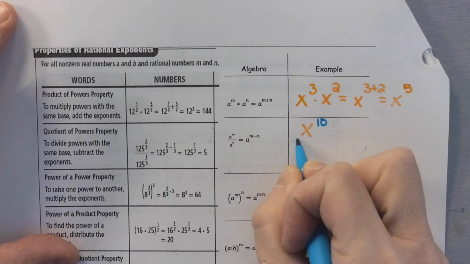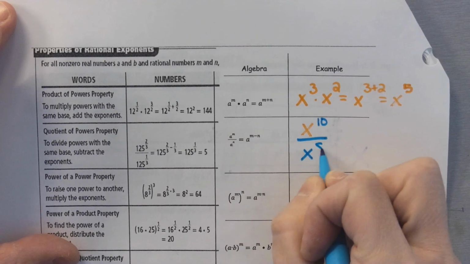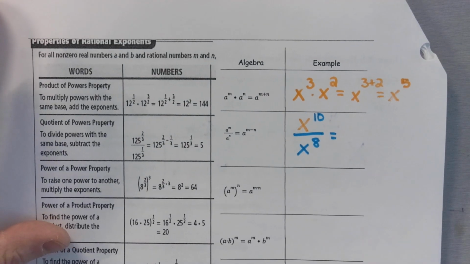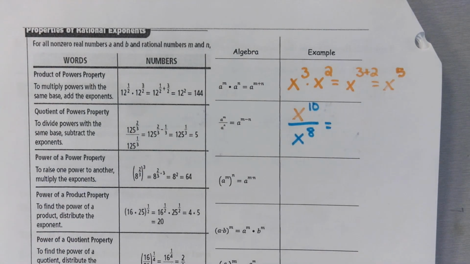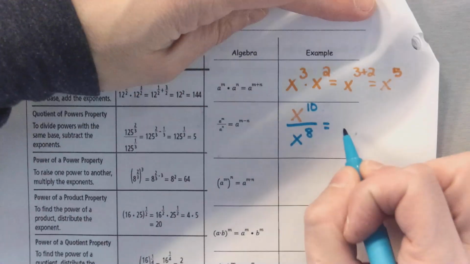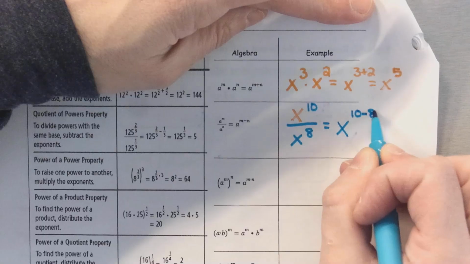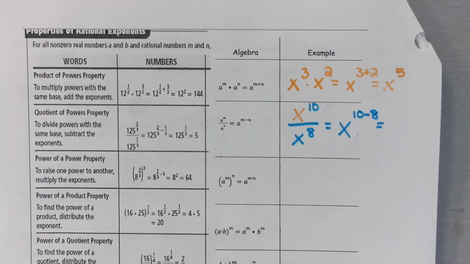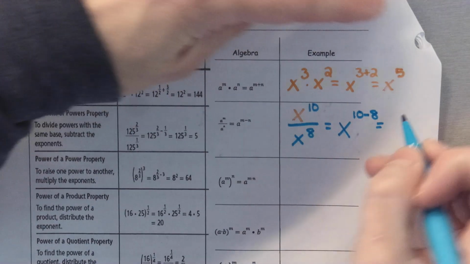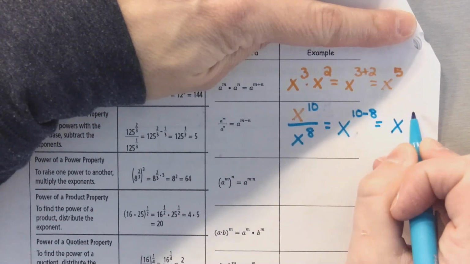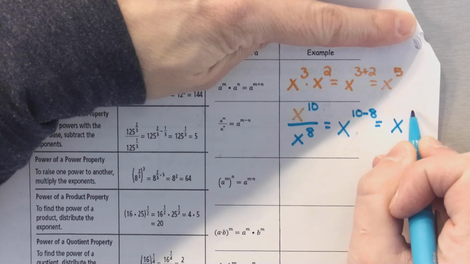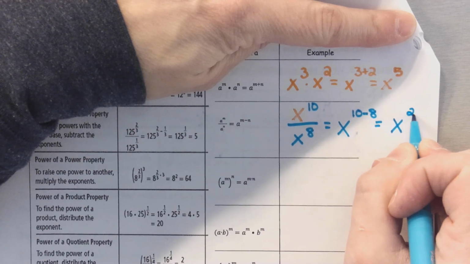Okay, let's say we have x to the 10th over x to the 8th. The colors just confuse me. Sorry. So when you have a problem like this, you take the top exponent and subtract the bottom. So remember, in subtraction, the order is important. So you always take the top one minus the bottom. So what's that going to give me when I subtract? X to the 10 minus 8. 2. Okay.